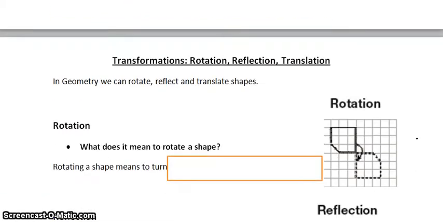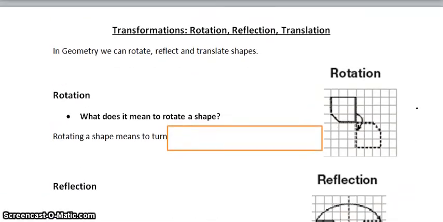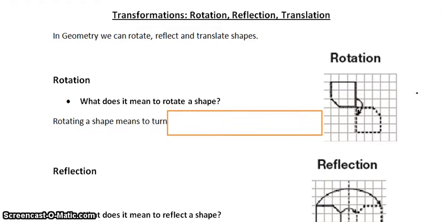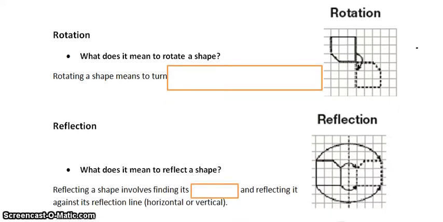Okay. So that's congruence, and today we're mainly looking at congruence. We're also going to look at transformations today. Okay. Now transformations are reflections, rotations, and translations of shapes. Okay. And in geometry, we can rotate, reflect, and translate shapes. Okay. So I'm going to quickly go through what those mean, and then we'll look at it further together in class. So what does it mean to rotate a shape?